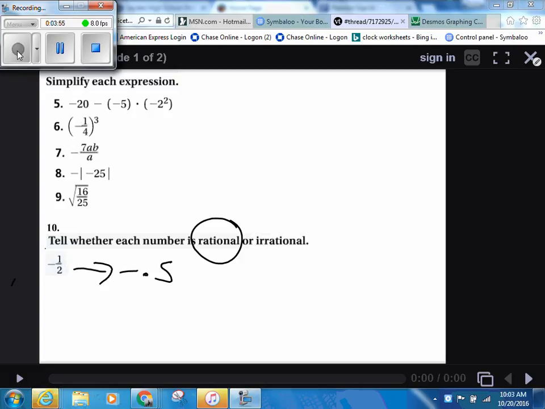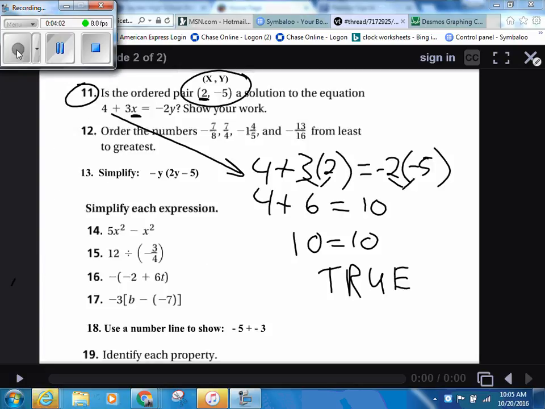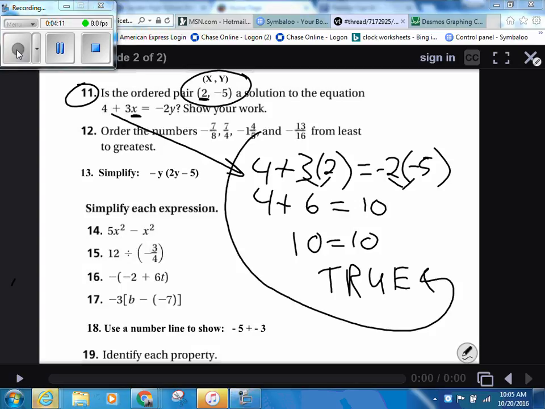Answer for number 10, -1/2 equals -0.5, which means it's a rational number. So, the answer for number 11, substitute, put our numbers in the equation, and you get true. So 2, -5 is a solution.